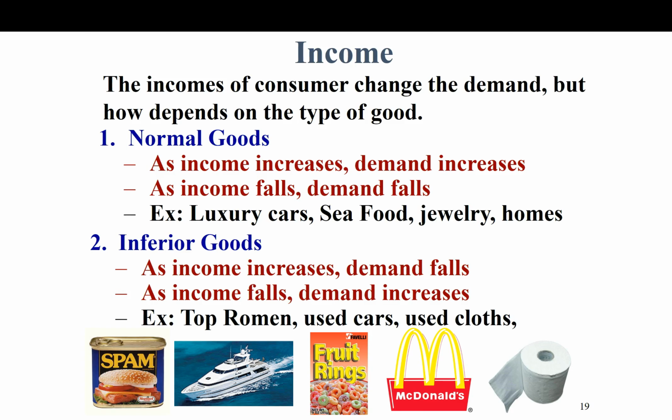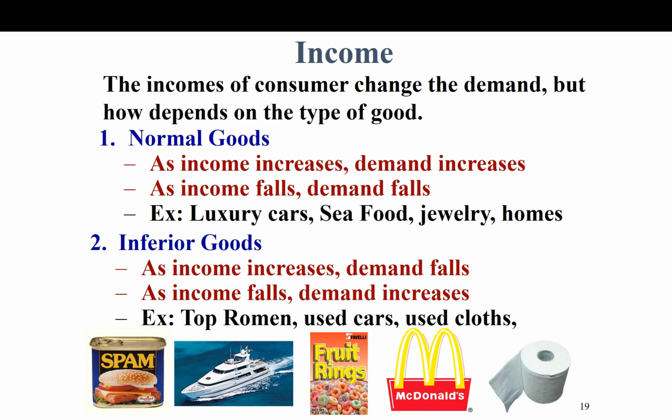Income also has two different parts to it. A change in income changes demand, but it really does depend on the type of good. So you have normal goods, which are goods that have an increase in demand as income increases, and a decrease in demand as income falls. So these would be luxury cars and seafood and jewelry and homes, all of the things that you would buy more of if you had more money and buy less of if you have less money. So I think that's kind of an easy one to understand.